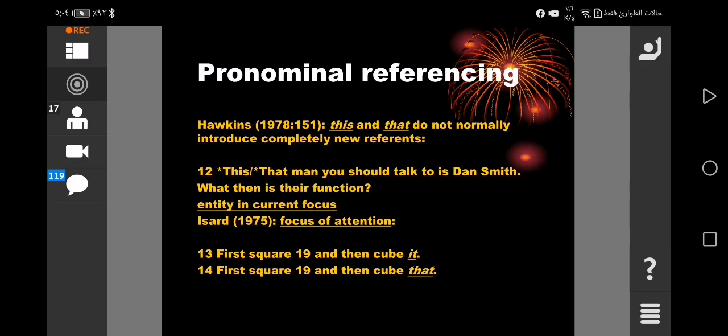I said if we use it, it refers to the same place. The focus of attention does not change. But if I use that, the focus of attention changes. Well, if the focus of attention changes in 14, then that does not refer to 19. That refers to something else. What does it refer to? What does that refer to?